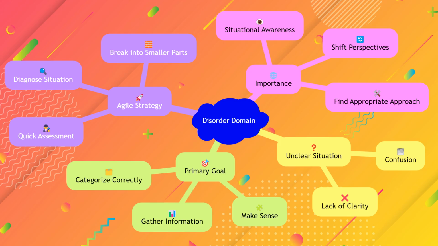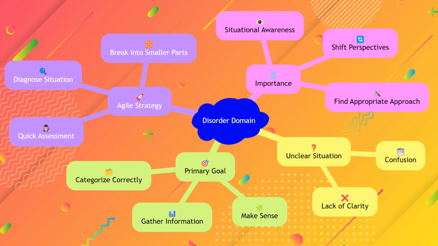The disorder domain represents situations where it is unclear which of the other 4 domains apply. This is a state of confusion and lack of clarity. The primary goal in this domain is to gather information and make sense of the situation to categorize it correctly.